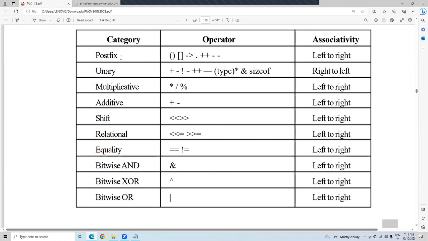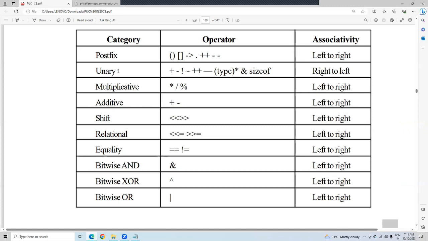So the category is postfix. Postfix means you write the operator after the operand. If it is prefix, it means you write it before. So these are the operators, right? Then the associative rule says left to right. That means if more than one operator from this category is involved in the equation, then they have to be manipulated from left to right.